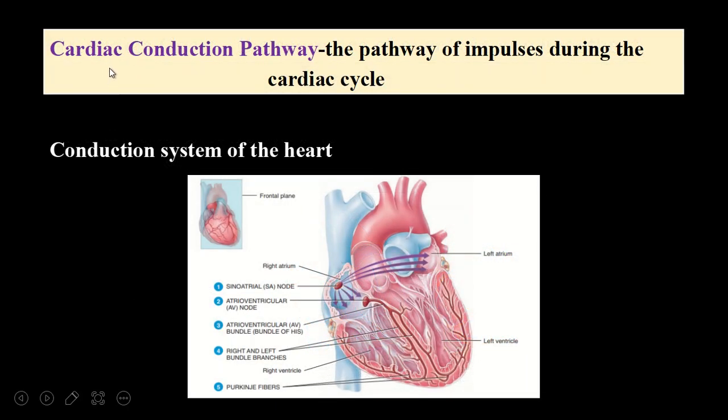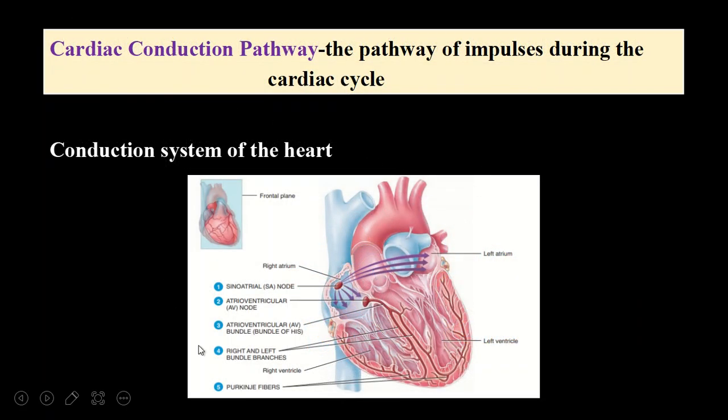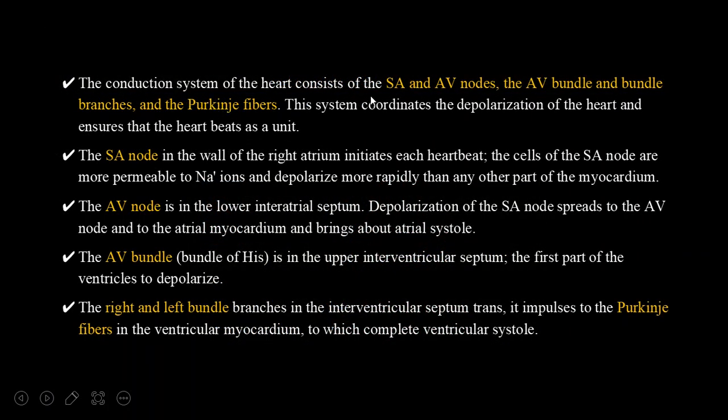So ito, you have the cardiac conduction pathway. Ito yung pathway of impulses during the cardiac cycle. So ito yung mga impulses, what initiates the cardiac cycle. So we have the conduction system of the heart. The conduction system of the heart consists of the SA and AV nodes, the AV bundle and bundle branches, and the Purkinje fibers. So this system coordinates the depolarization of the heart and ensures that the heart beats as a unit.